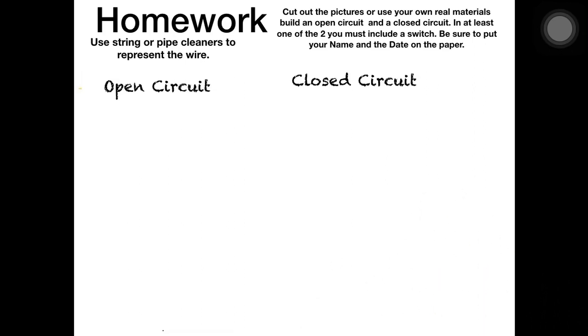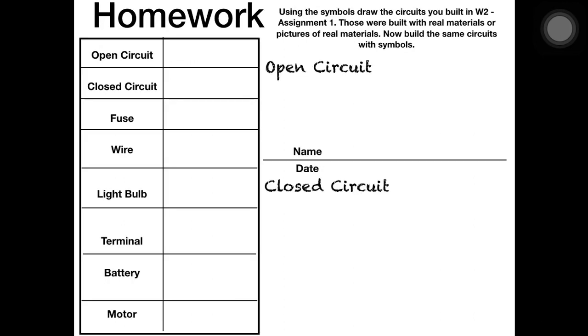So those are some examples of open and closed circuits that you could have turned in for your homework this week. Let's take a look at this homework sheet. We have the symbol for open circuit there. We have the symbol for the light bulb. We have a symbol for motor. We have the symbol for fuse. We have the symbol for a terminal. We have the symbol for a wire, and the symbol for a battery, and a symbol for a closed circuit.